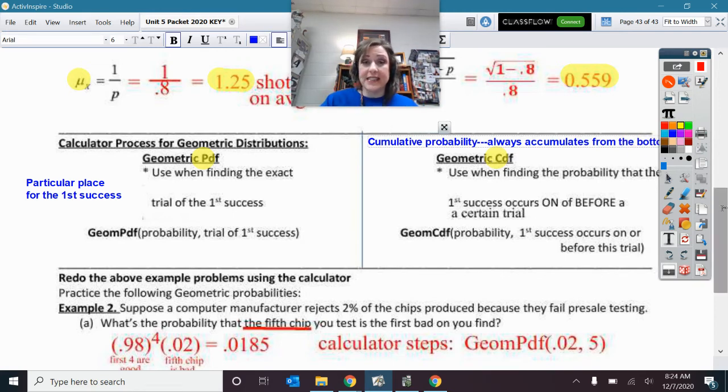So, if I say I want to have a success on or before the fifth trial, then I could have it on the first trial, or that's addition, the second trial, or the third trial, and so on. And so then I would type in the geometric CDF for cumulative, then the probability, and the trial that the first success occurs on.